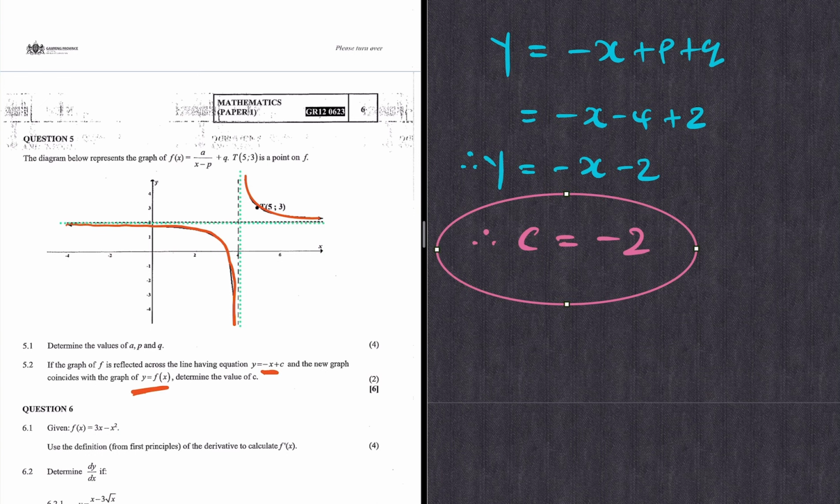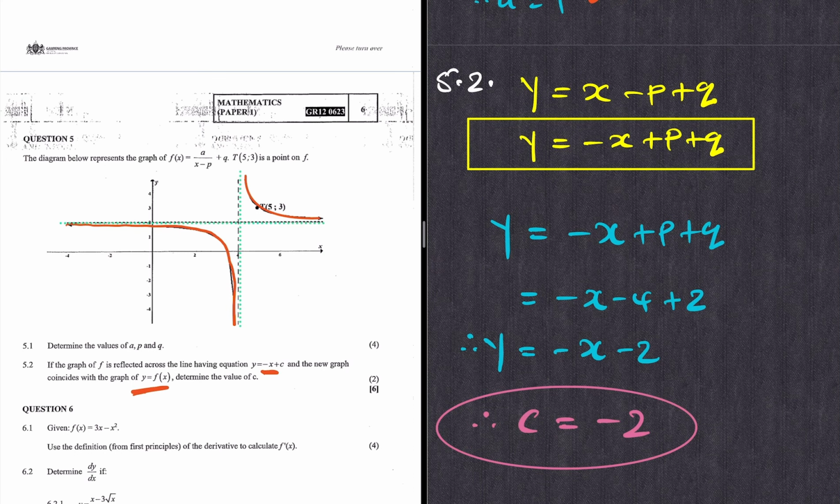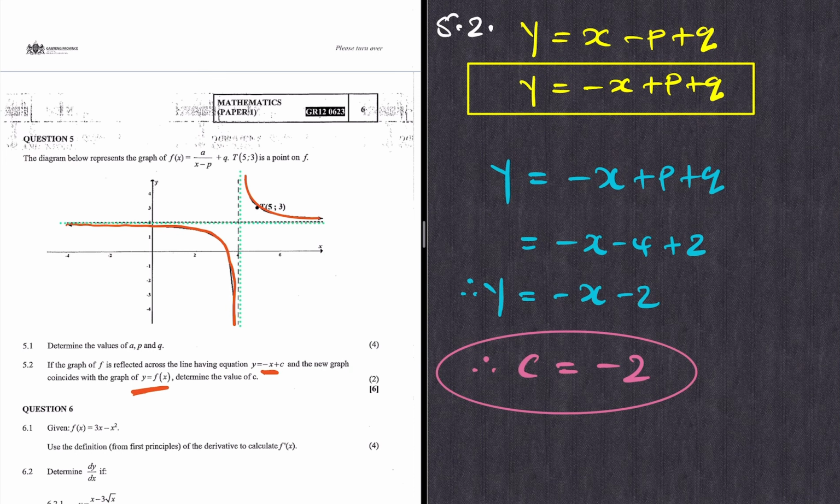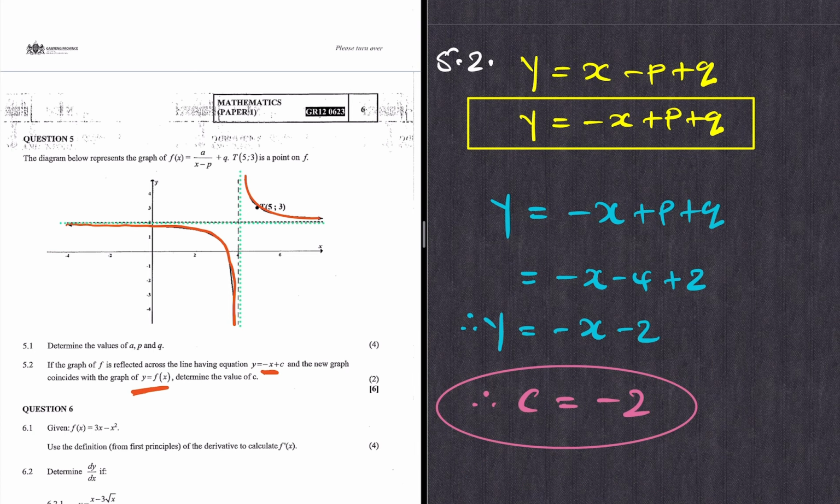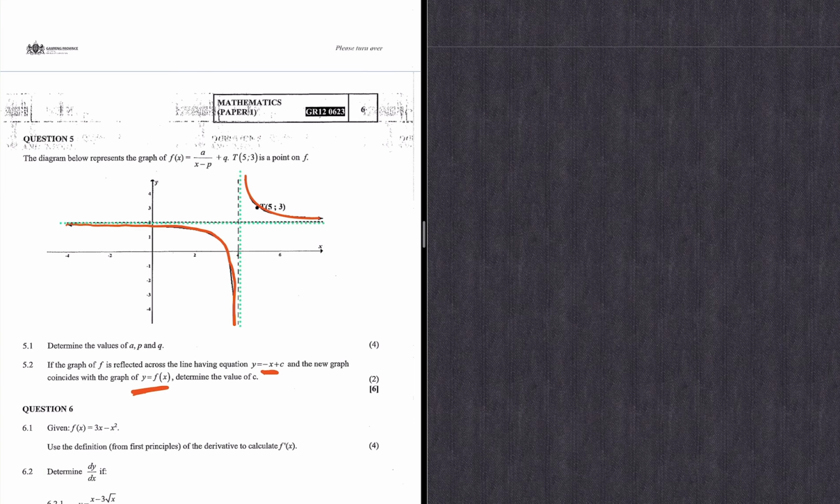Okay, that's how you really solve that particular question. It's really easy, and that is 2 marks. It's a negative gradient axis of symmetry equation. You have 2 of them. Okay, they all coincide with the graph of f. There are other ways to do it, by the way, and I'll post more videos on this type of questions. We'll see how far we can go with that.